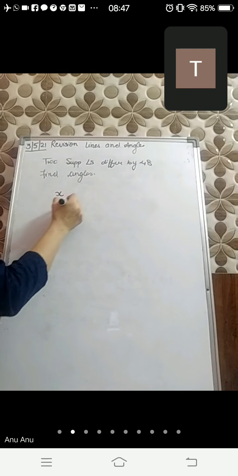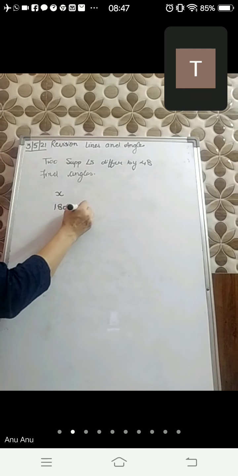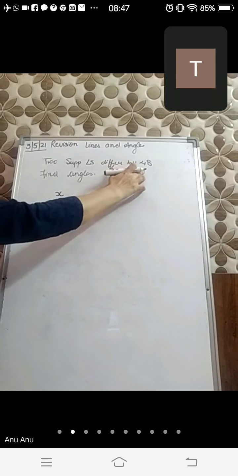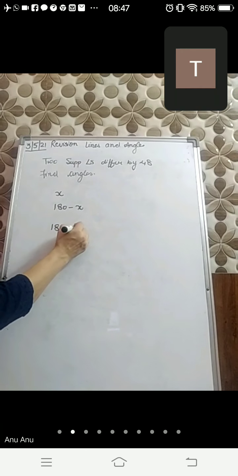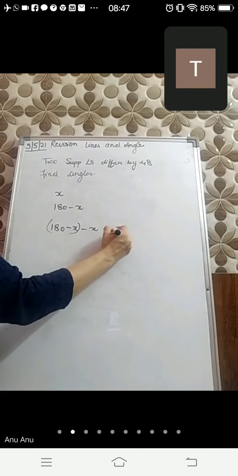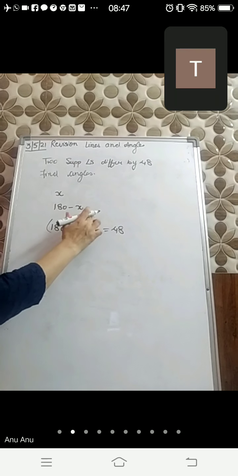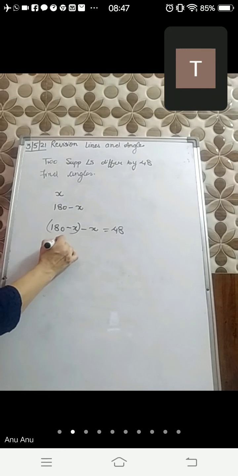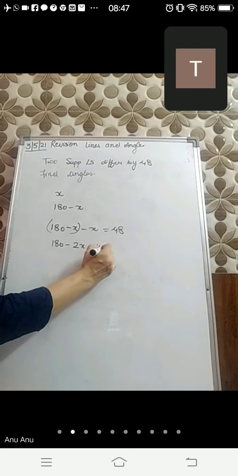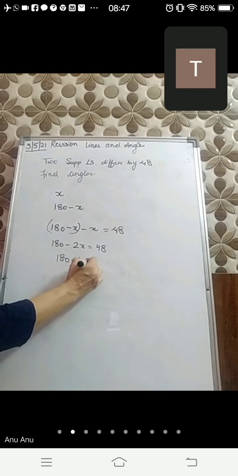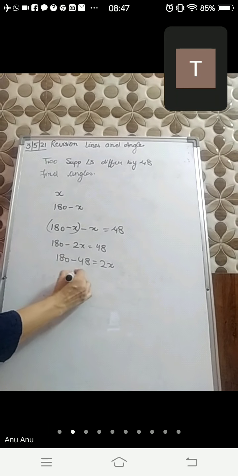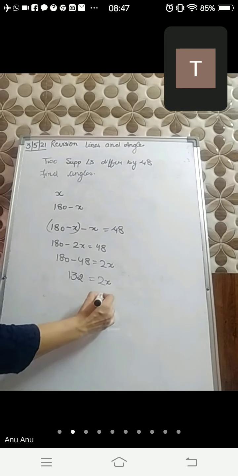Now, let the angle be x and its supplementary angle is 180 minus x. The difference of these two angles is 48. So you will take the difference of these two angles equal to 48. You can take x minus 180 minus x also. You can take x at the first place, no problem at all. So 180 minus 48 is equal to 2x. 132 is equal to 2x. x is equal to 66. So the angle is 66.